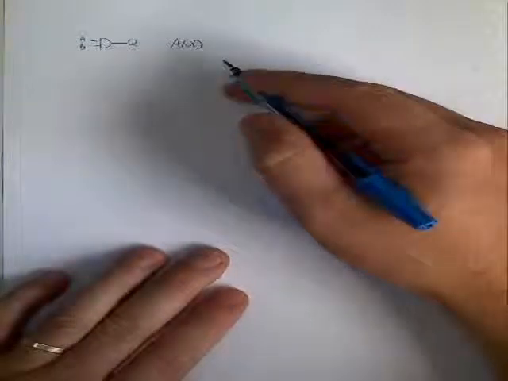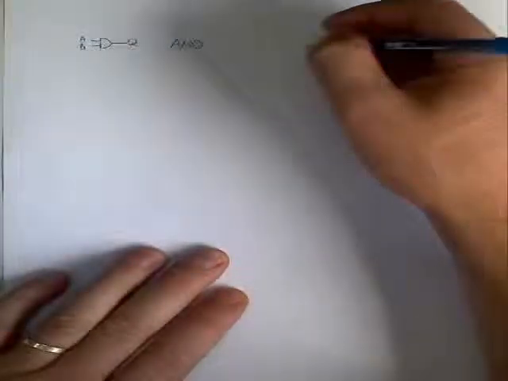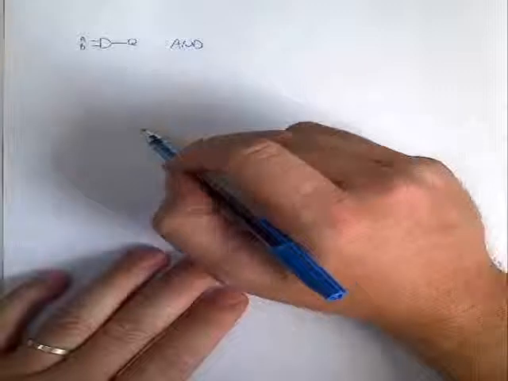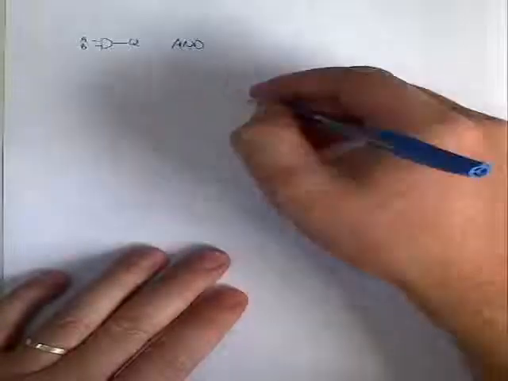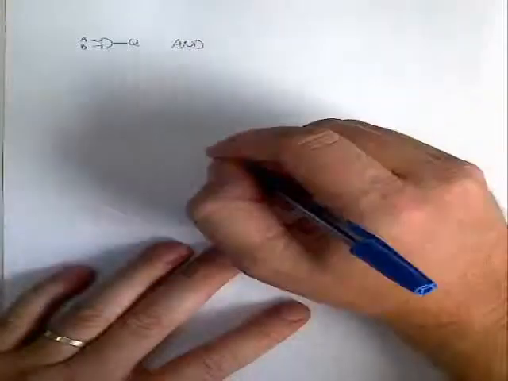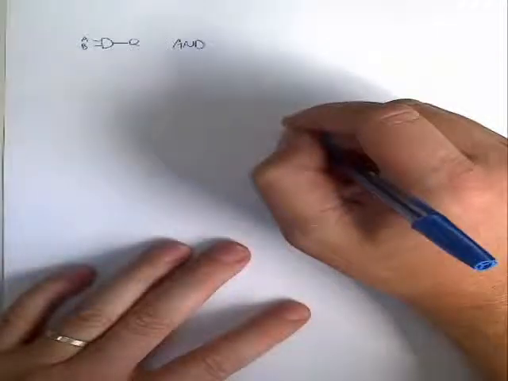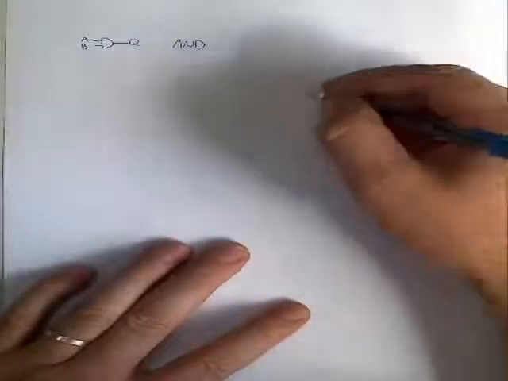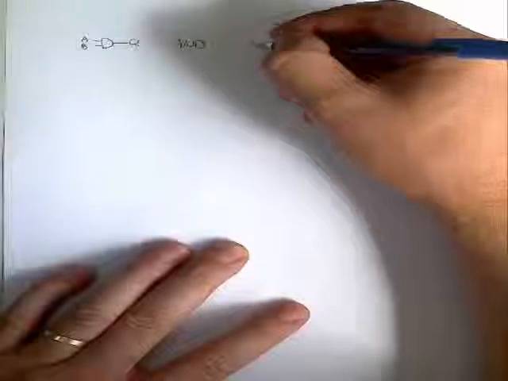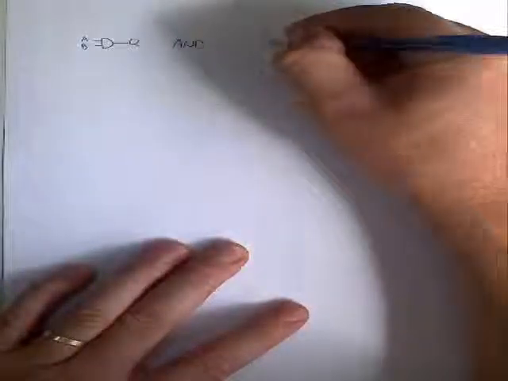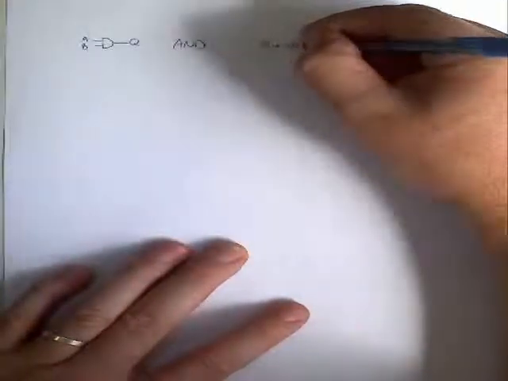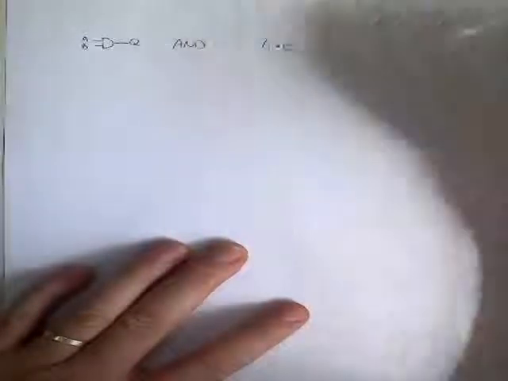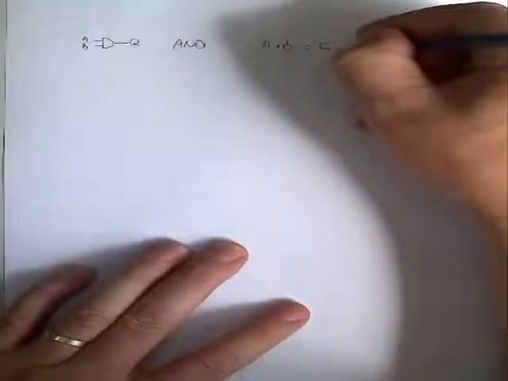With an AND gate, we can represent this symbol, this circuit diagram, with an algebraic expression. Often it's easier to represent them as algebraic expressions, and it would look something like this: A, and we use a dot for AND, B equals Q.